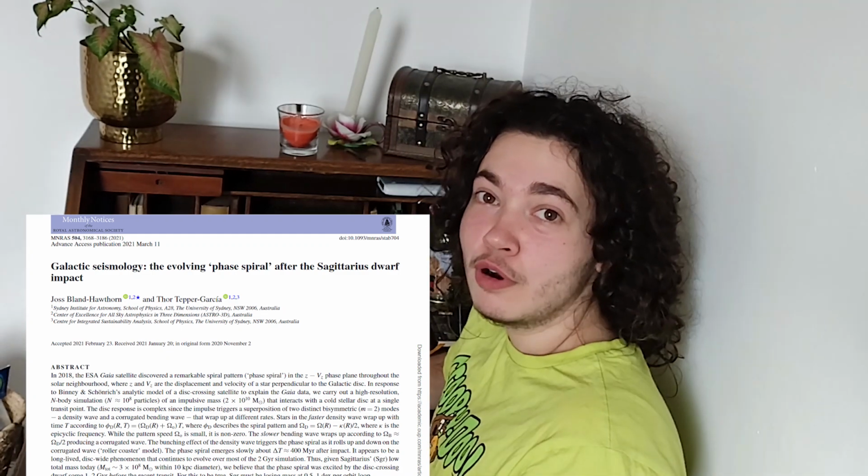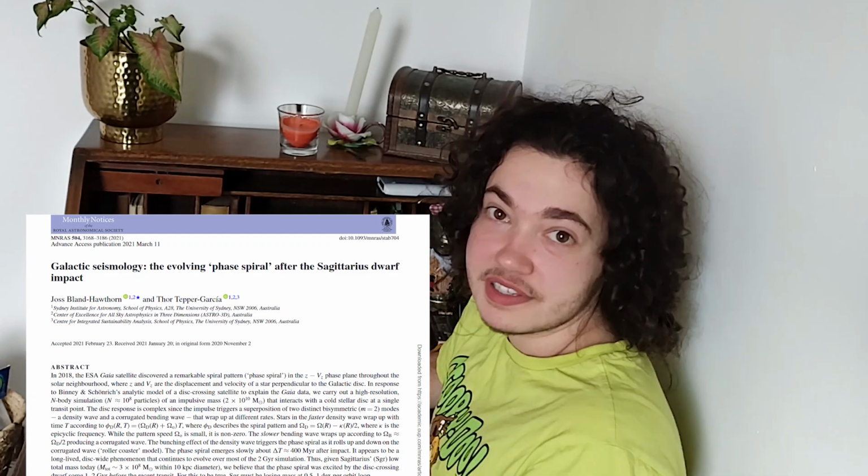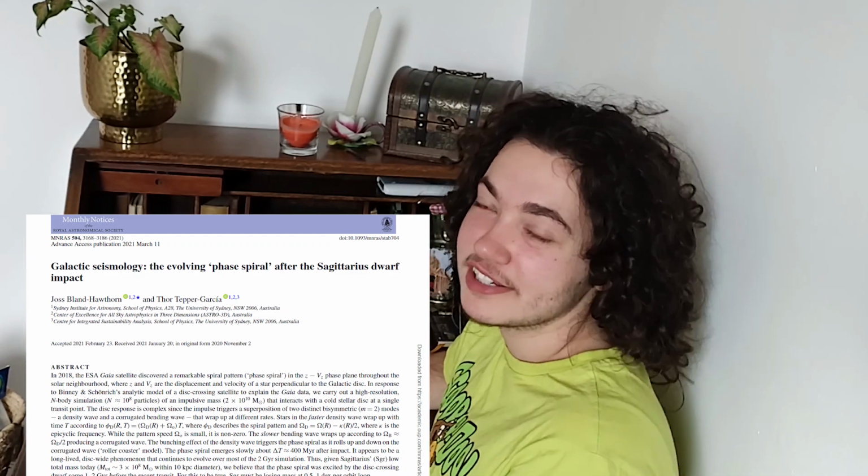Our second paper is Galactic Seismology, the Evolving Phase Spiral after the Sagittarius Dwarf Impact, and as you can tell, we are focusing on the same two galaxies, the Milky Way and the Sagittarius Dwarf Galaxy. This paper is by Joss Bland-Hawthorne and Tor Tepe Garcia. First of all, Tor has a Norse name just like me, so I thought that was pretty cool.